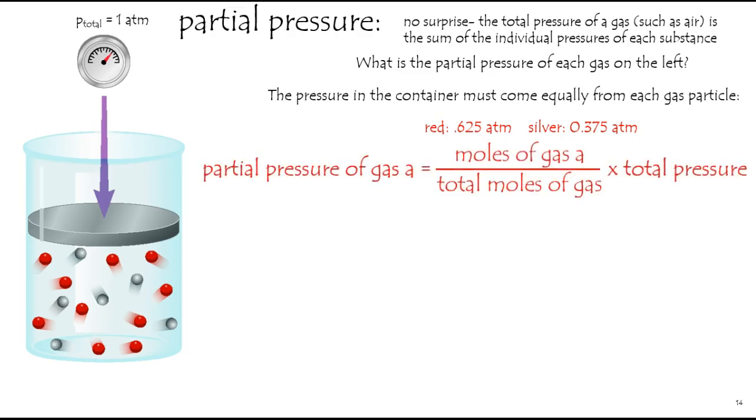You don't really need this formula that the partial pressure is due to the moles of a gas divided by the total moles multiplied by the partial pressure, which we just did. Multiplied it by 1 since 1 was the total pressure in that container.